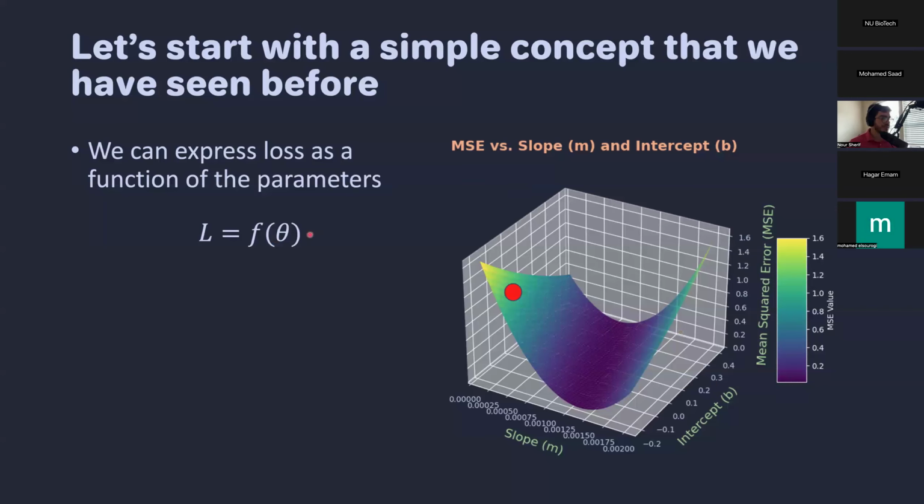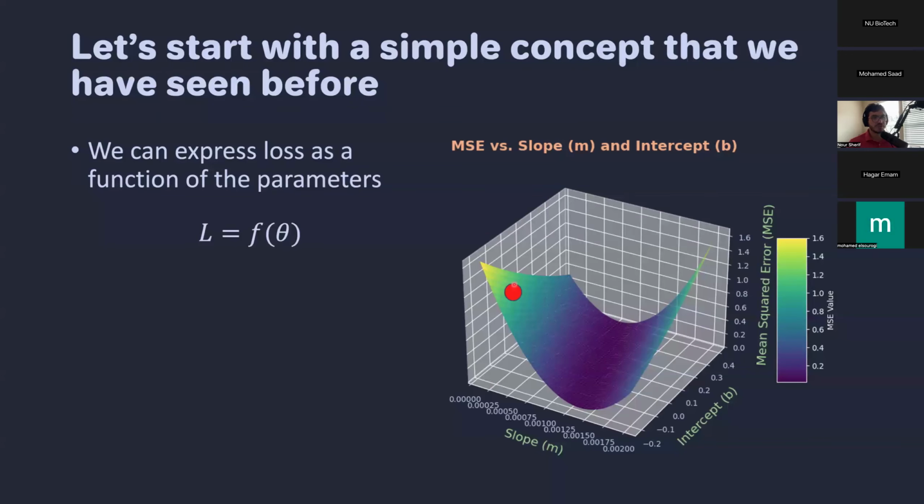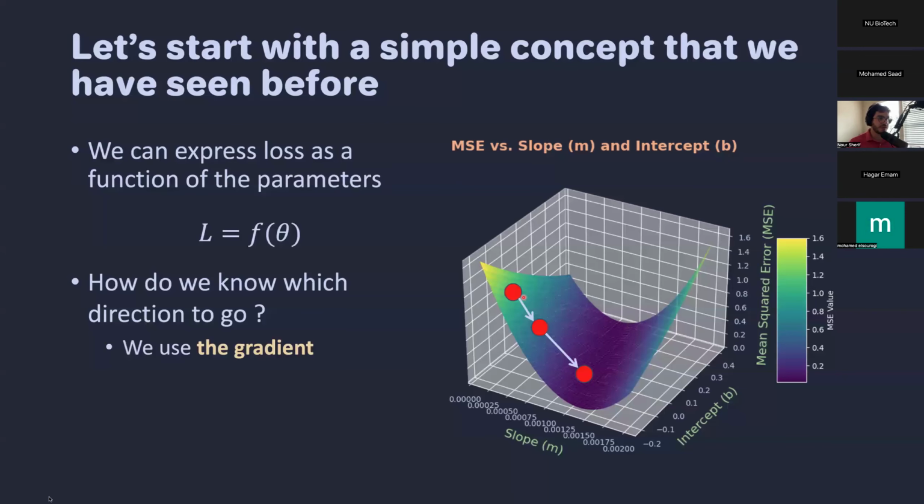And the idea is you would like to know, if your loss is here, so if you pick random values for the slope and the intercept, and you calculate the mean squared error, which is the loss, and you end up in this red dot here, which direction do I move in order to reduce this loss? Do I move this way? Do I move this way? Do I move that way? Or do I move this way?